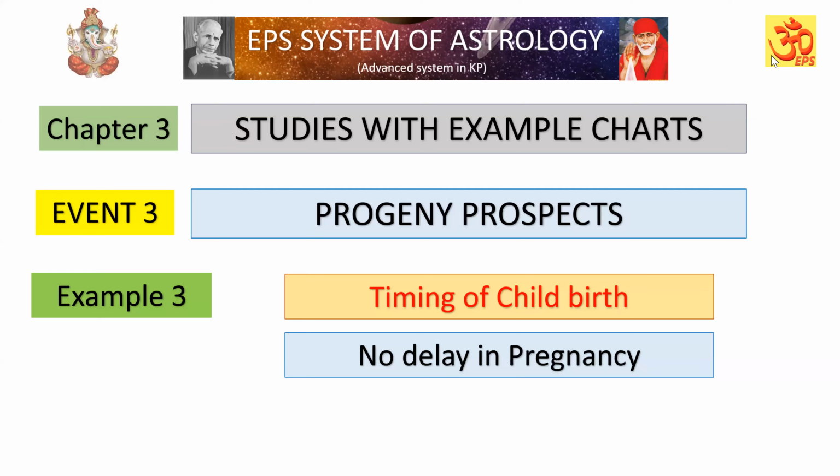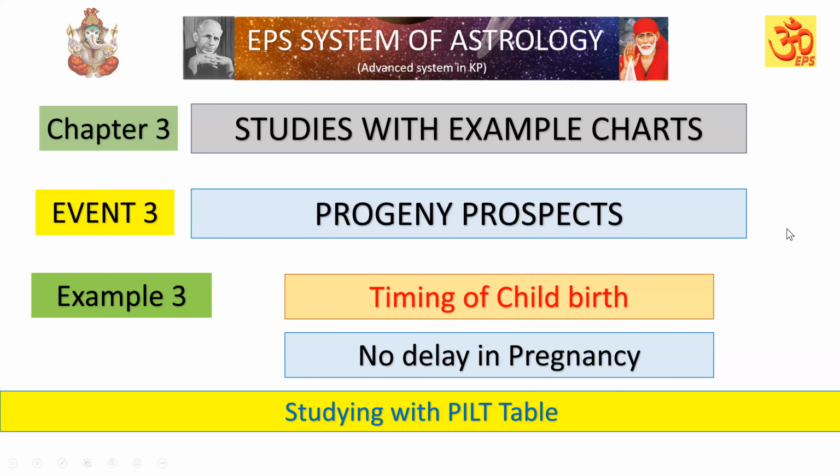In this video, we are going to study the same example but with the help of the PILT table, how far the key planets in the PILT table were useful in finding the destiny prospects and also the timing of the event. Now let us examine this birth chart with the help of the PILT table. Example number 3, timing of childbirth, no delay in pregnancy. We are going to study this male chart with the help of the PILT table.